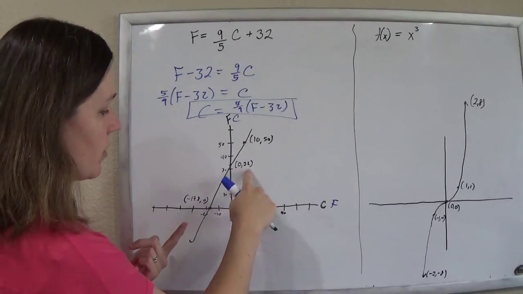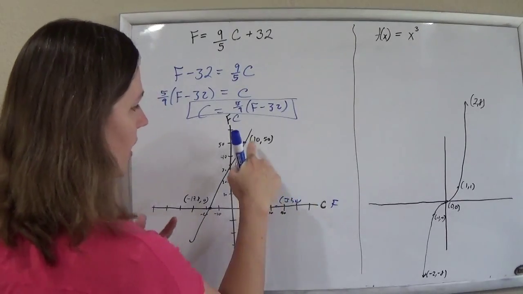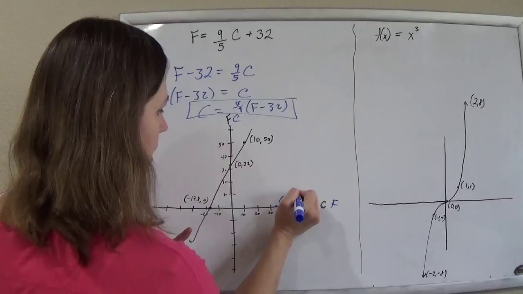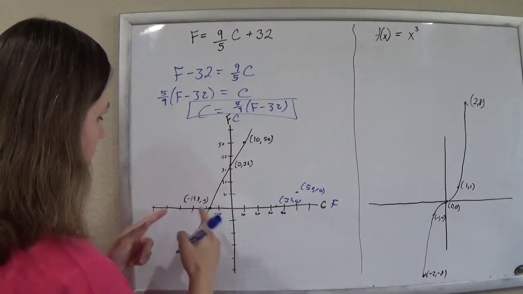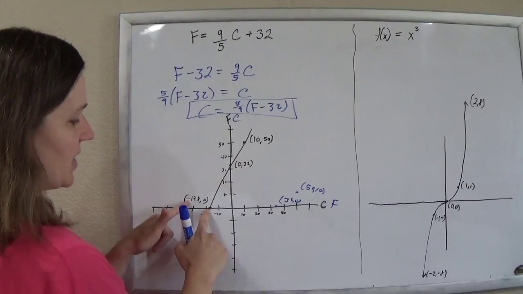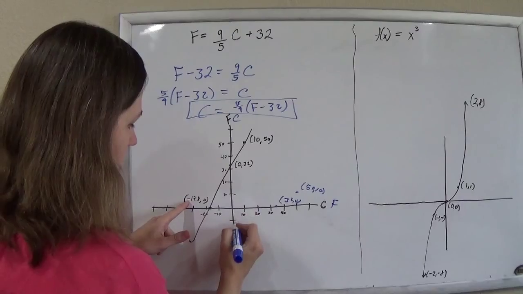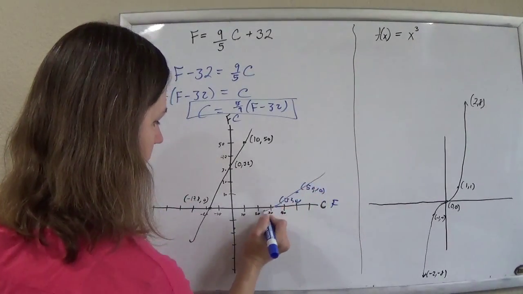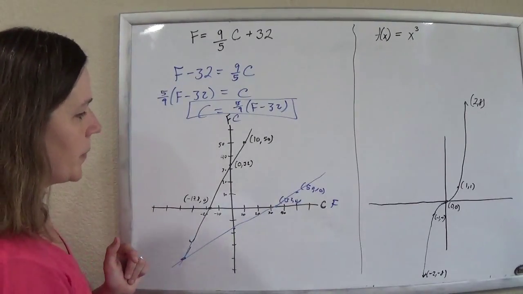So instead of having 0, 32, I'd have 32, 0. Instead of having 10, 50, I'd have 50, 10. They just reverse order. The x and the y switch. Instead of having negative 17.8 roughly, comma 0, I have 0, negative 17.8. So I have this lovely line, and they meet somewhere down there.